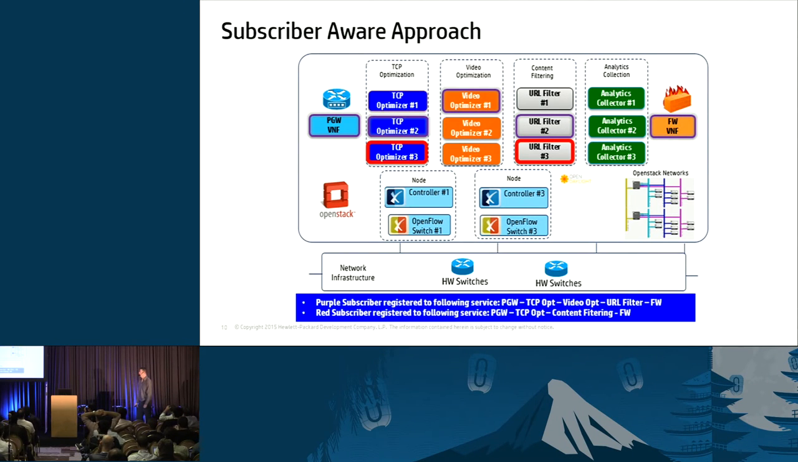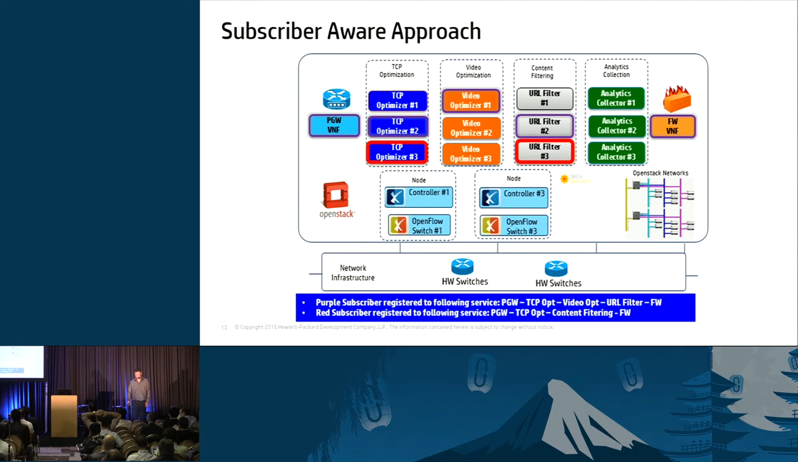with this flow. Over here, you can see on the left side the PGW, which is in the mobile network, the place where all the traffic of the subscriber enters the list of service functions. And in this setup, we have a set of available network functions: the TCP optimization, the video optimization, content filtering, and analytics collection. If you remember in the first slide about the traditional approach, in order to forward traffic between the PGW and the firewall, we have to go along each one of these hops.